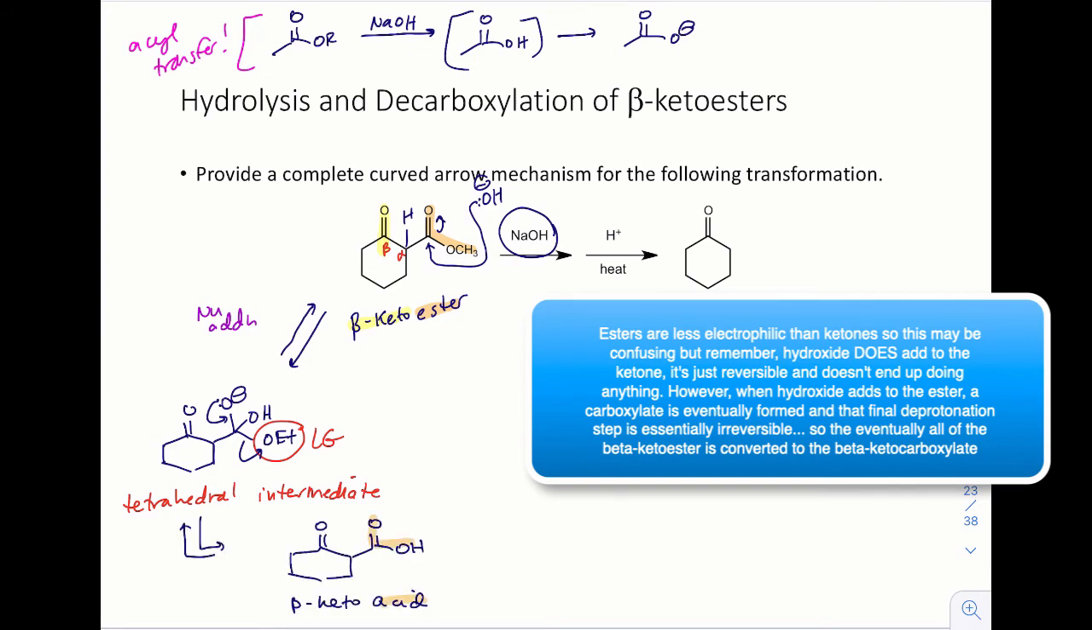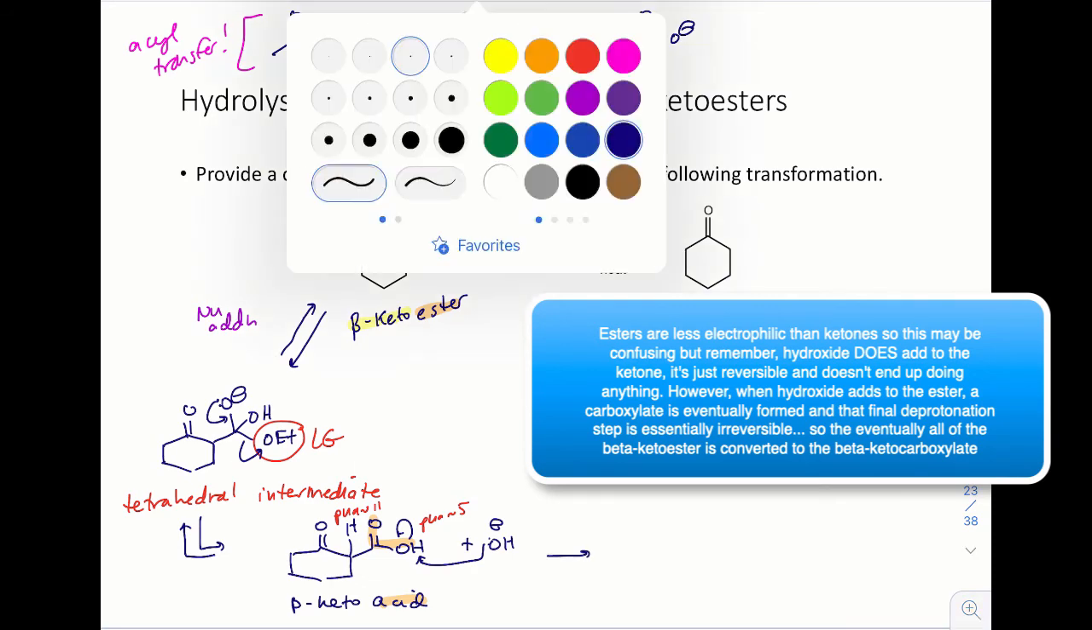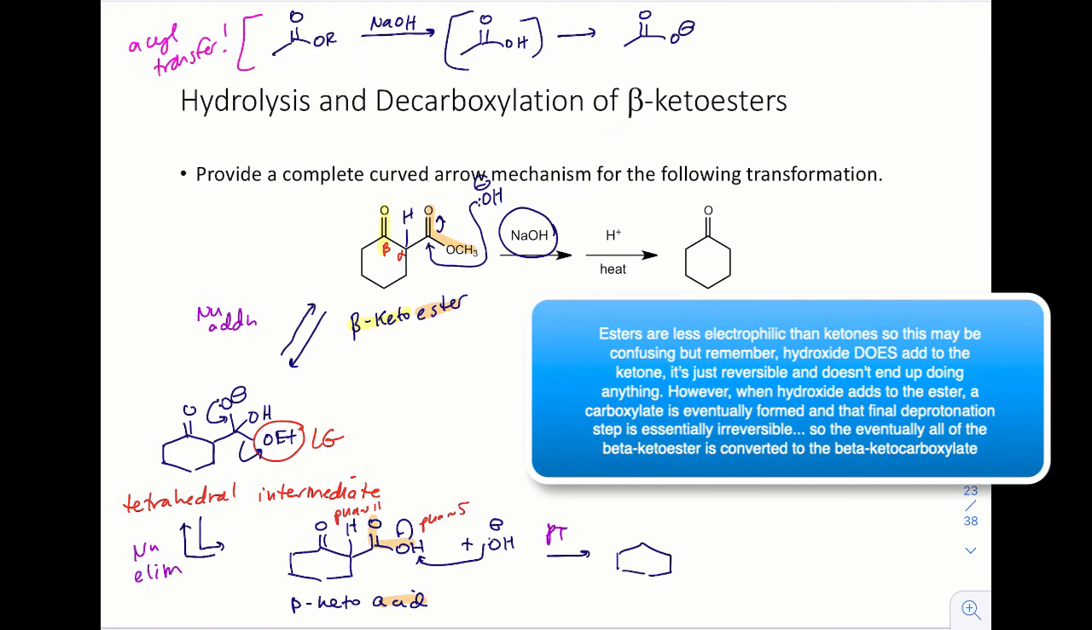So the ester has been converted to an acid. Of course, we are in the presence of hydroxide, and the acid hydrogen has a pKa of about 5. So a proton transfer reaction does occur, which generates this carboxylate intermediate. Okay, so now we're really just at an acyl transfer reaction, and we've learned that previously. So that was step 1.